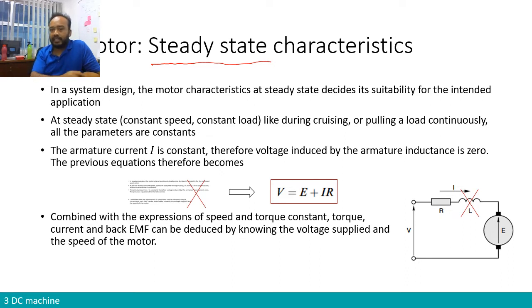So what is steady state? Steady state characteristic is basically the state when you have the machine rotating at a constant speed and it has a constant load. So it is not a transient state, in contrast to a transient state. Steady state is basically a state where everything is constant, it's rotating at the same speed, the load is constant at a certain load, and it is like you have your machine operating, for example, during cruising. Cruising means having a constant speed, or pulling a load continuously. You might have a load, but the load is constant and you're pulling it continuously with a constant speed.